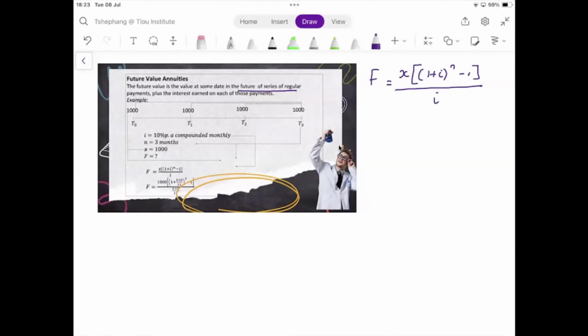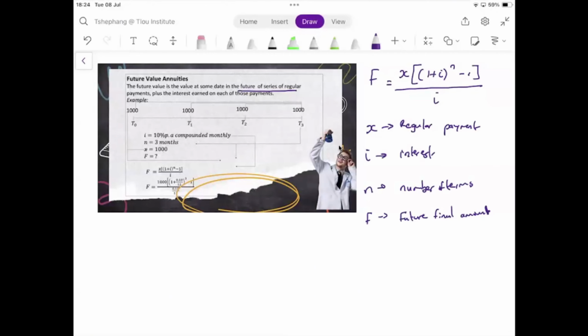Now, x represents what? x represents that regular payment. i is still the interest rate. And n represents the number of terms. And F is the future final amount.